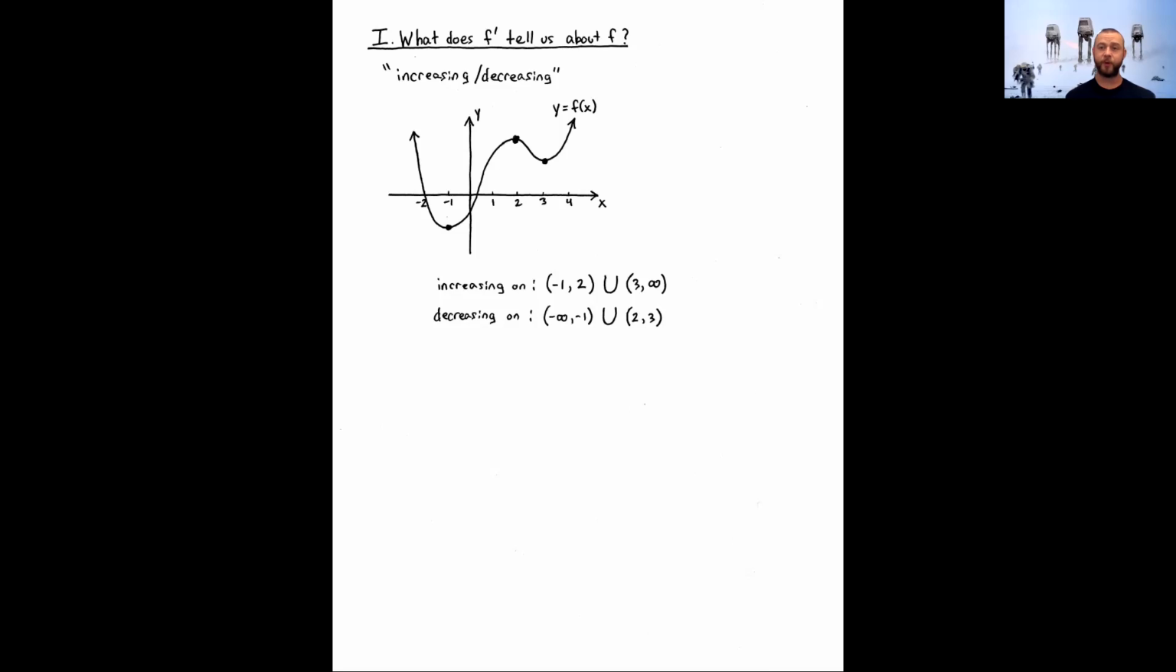Now, to see the relationship between the first derivative and increasing, decreasing, let's take a look at the intervals where this function is, let's say, increasing. And let's look at the interval -1 to 2. At any point between -1 and 2, if you were to look at the tangent line to the graph, all those tangent lines for x values between -1 and 2 have positive slope. And if you look at an interval where the function is decreasing, let's say from 2 to 3, the tangent lines between x equals 2 and x equals 3 have negative slope.